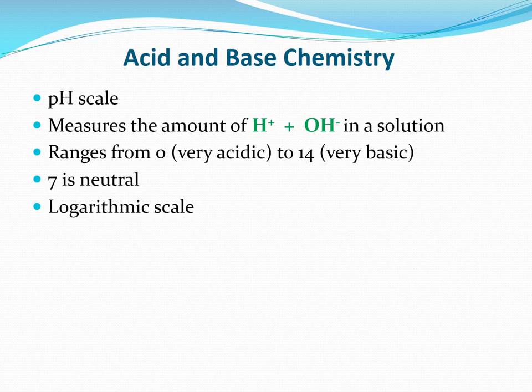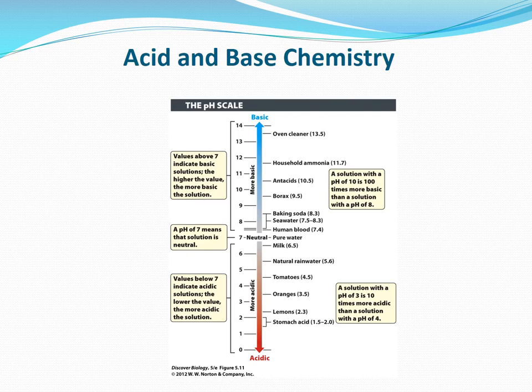This last slide is a very good overview, and it shows you that oven cleaners, ammonia, and antacids are more basic. They have a lot more hydroxyl ions in them, and you know this because antacids help make the hydrogens in your stomach acids more neutral. Neutral is things like water, milk, and blood. They have an equal number of hydrogen and hydroxyl ions. And then at the very lowest part here are the acidics, and those are things like citrus fruits and your stomach acid.